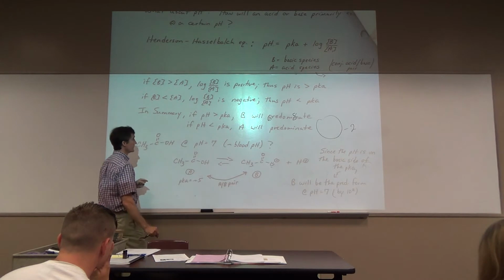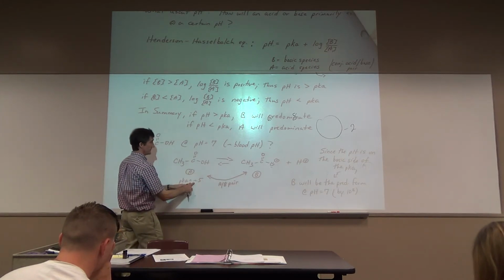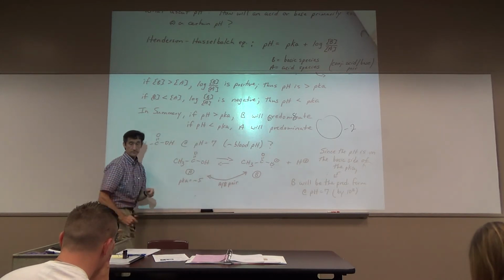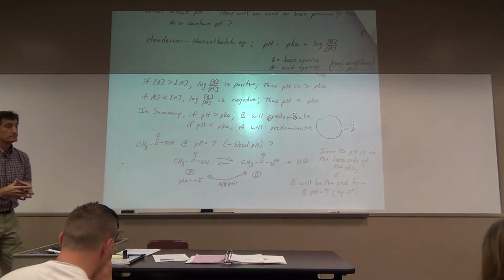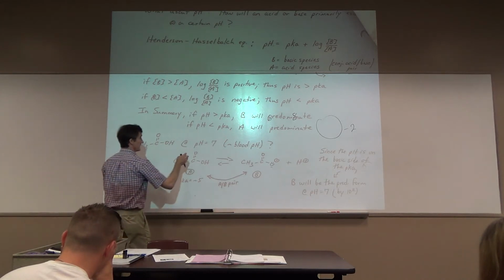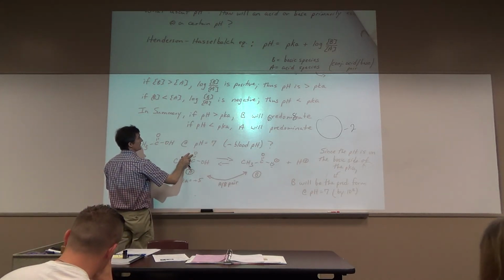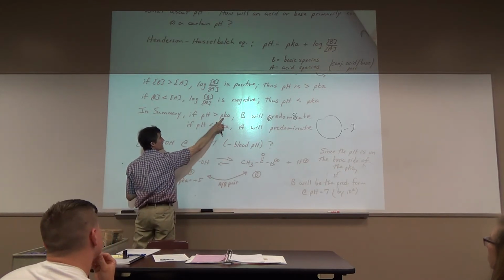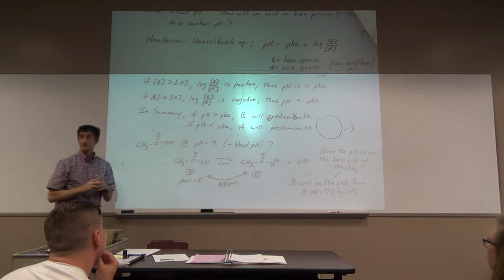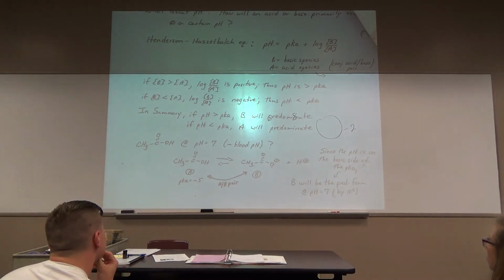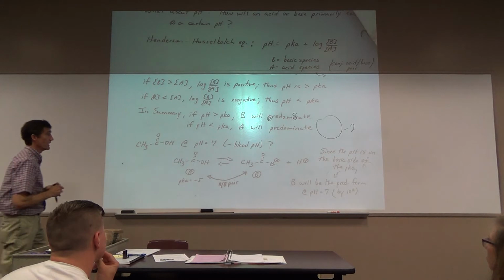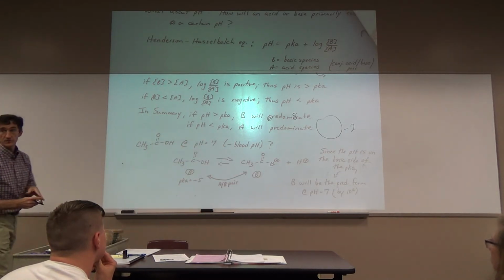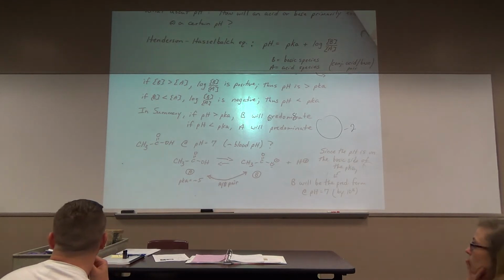Okay? The pKa is 5. If we're at pH 7, which will predominate? Well, the pH is greater than the pKa, right? Thus, which will predominate? B will predominate. At pH 7, B will predominate. It's all in the math. Look at your numbers. Everybody with me? Question?